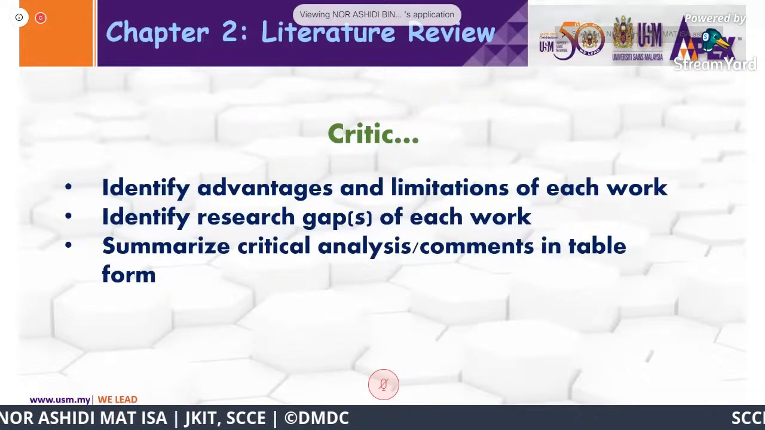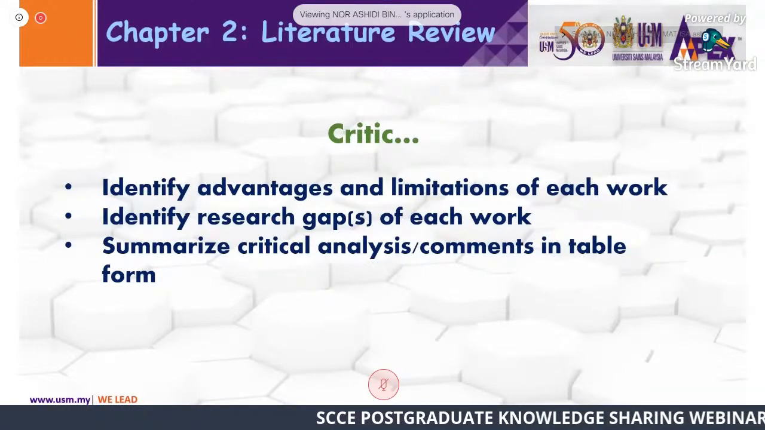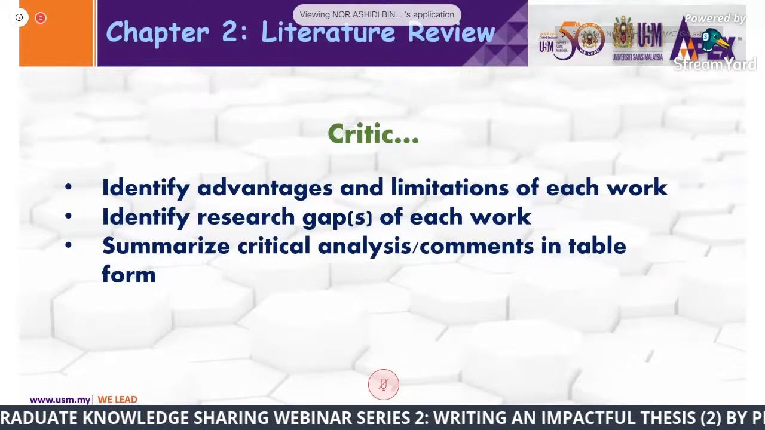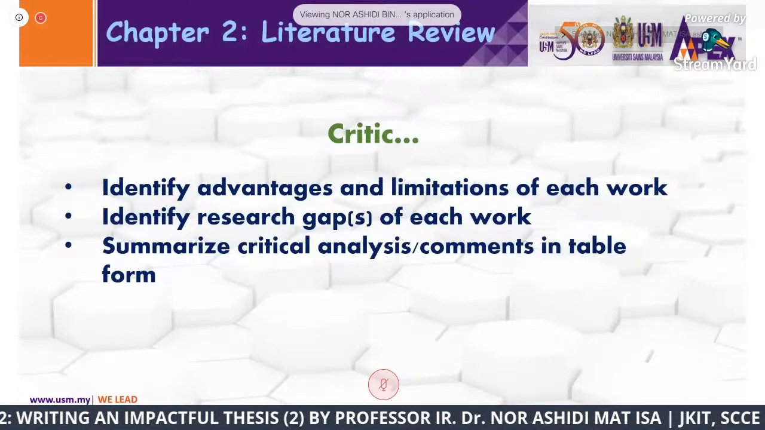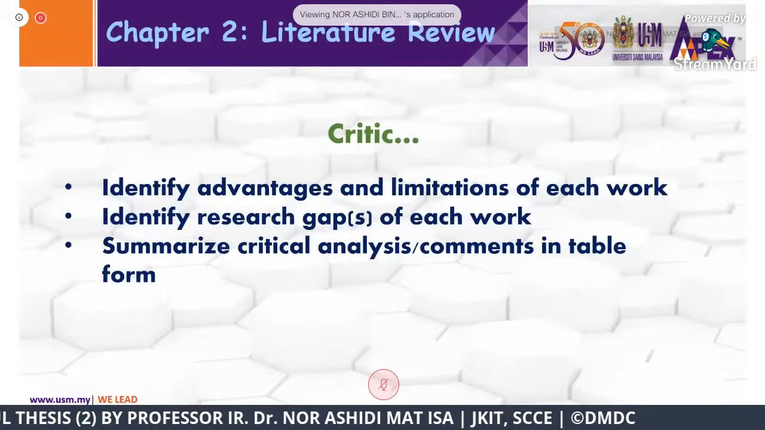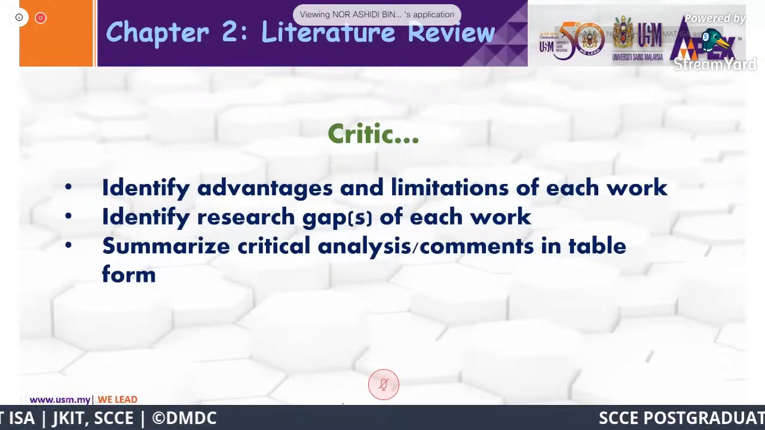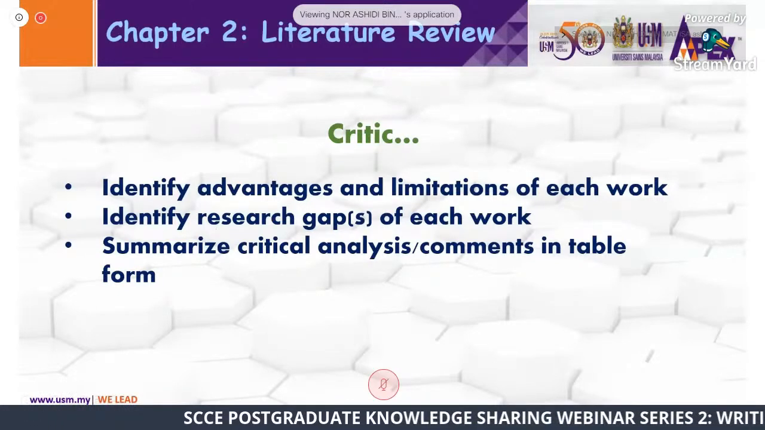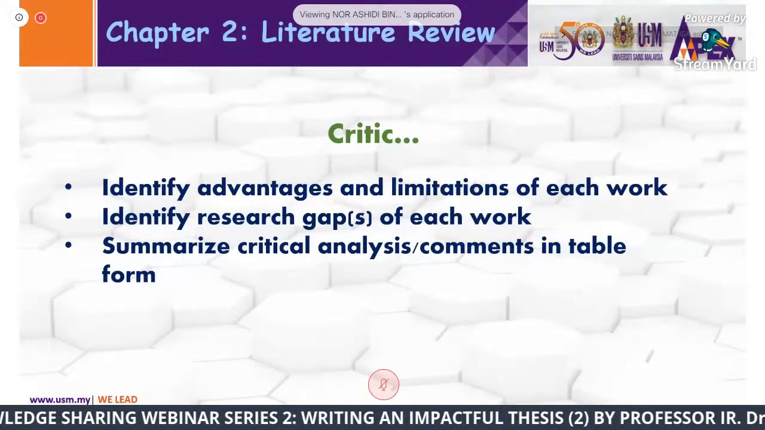So what is the indirect information? Indirect information is the advantages of that system and the limitations of that work. What are the advantages, and what are the disadvantages or limitations? After you get the advantages and limitations, then you need to identify the research gap of that work. So this is actually the main skill of the literature review.